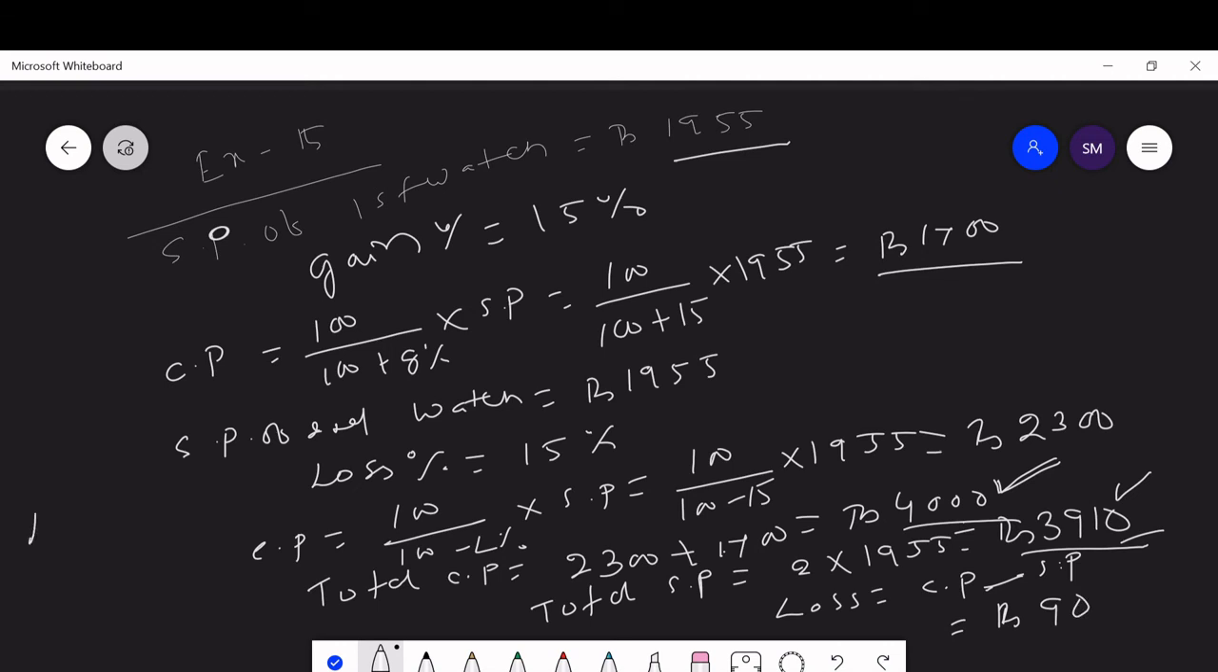Here we have to find out the loss percentage. Loss percentage is equal to loss upon CP into 100, which is equal to rupees 90 upon total CP 4000 into 100. By solving this we get the loss percentage is equal to 9 upon 4%, which is equal to 2 whole 1 upon 4%. In the total transactions she has a loss of this percentage. Okay. Then let us discuss another example.